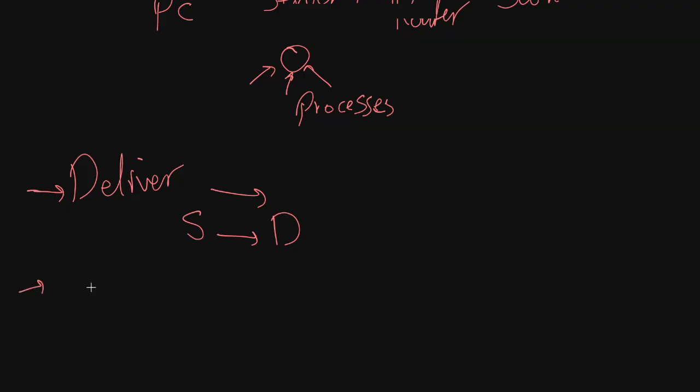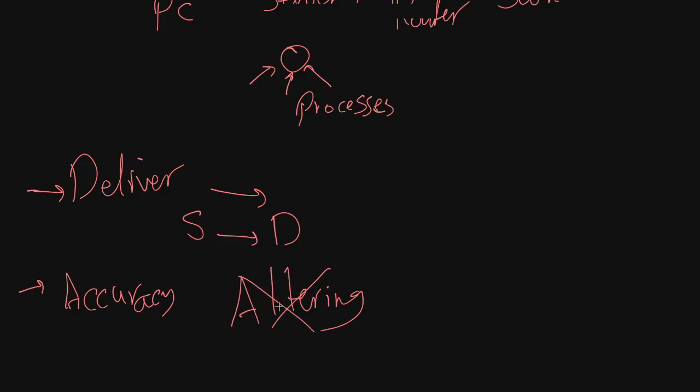Something else is the accuracy. The data shouldn't be altered. The altering of data should not be possible, should not happen. We shouldn't alter the data; it should be as it has been sent.